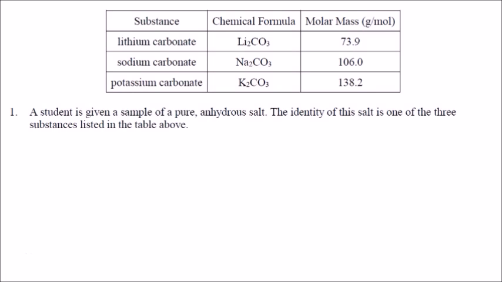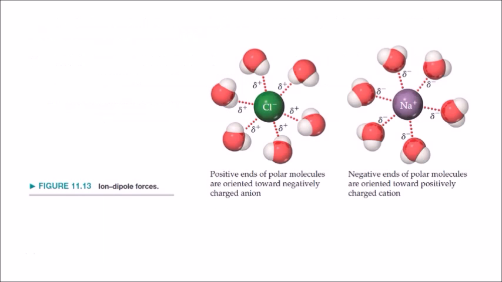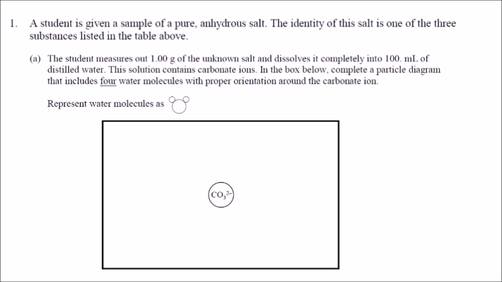Number 1, a student is given a sample of a pure anhydrous salt, which could be either lithium carbonate, sodium carbonate, or potassium carbonate. Part A, the student measures out 1 gram of the unknown salt and dissolves it into water. In the box below, complete a particle diagram that includes 4 water molecules with the proper orientation about the carbonate ion. Now, in terms of the direction, the positive end of the water molecule, which is the hydrogens, should be pointing toward the negative carbonate ion. So the 4 water molecules should be arranged with the hydrogen end pointing toward the carbonate ion, like that.